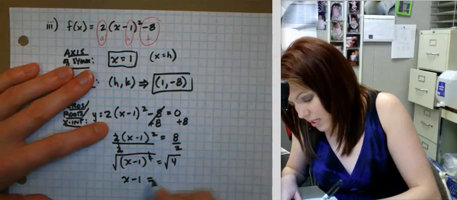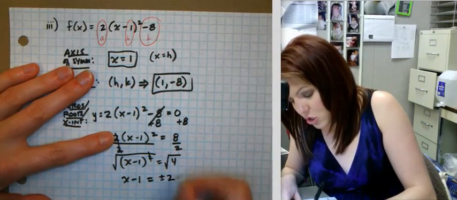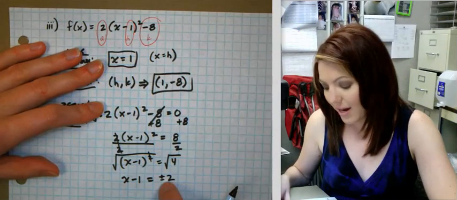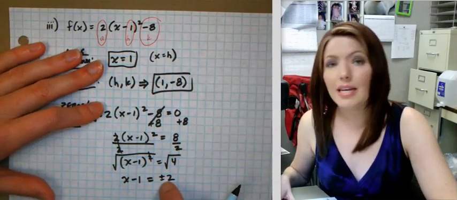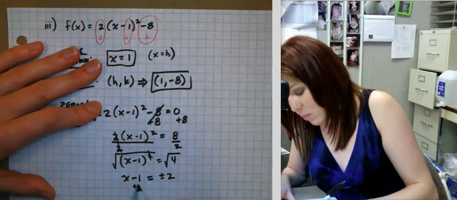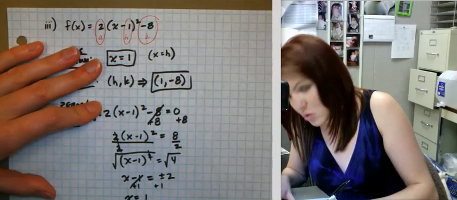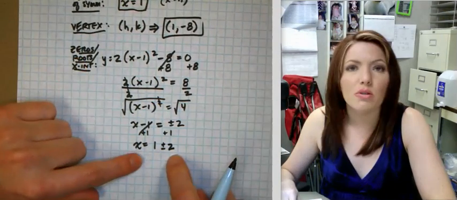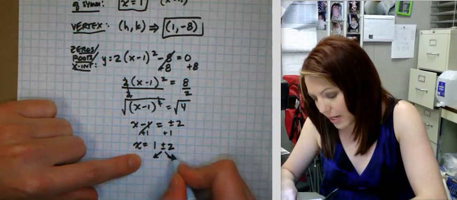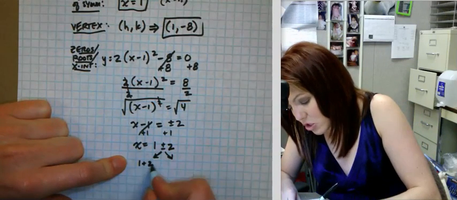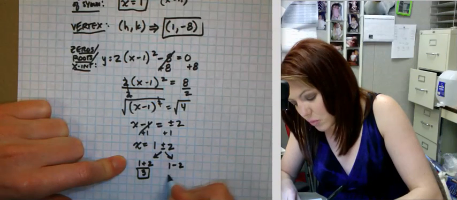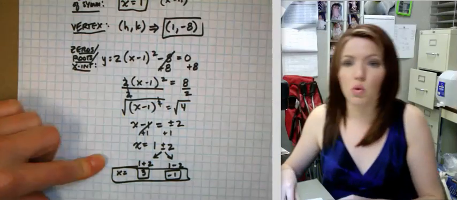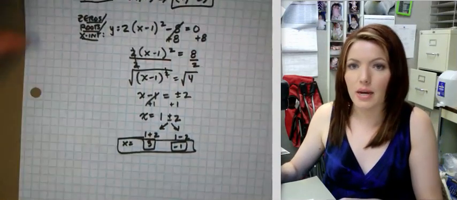So x minus 1 equals ±2. Now the reason for that is because a +2 times +2 is +4. -2 times -2 is also +4. So we're going to add 1 to both sides. So we get x equals 1 ±2. But we have 2 whole numbers here. We actually want to break that plus or minus up. So we get 1 plus 2, which is 3, and we get 1 minus 2, which is -1. Okay, so those are our x-intercepts, or zeros, or roots. So make sure when you get whole numbers like that, you actually break them up.